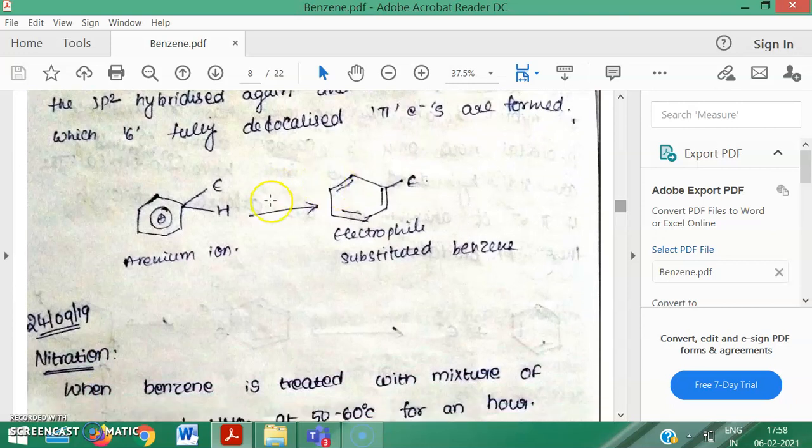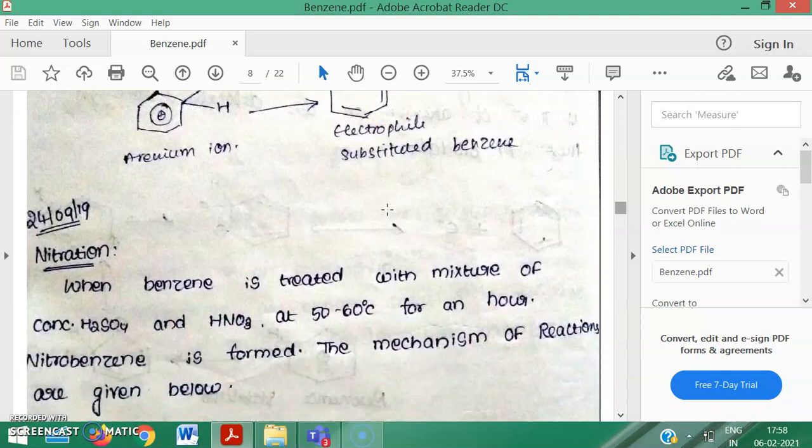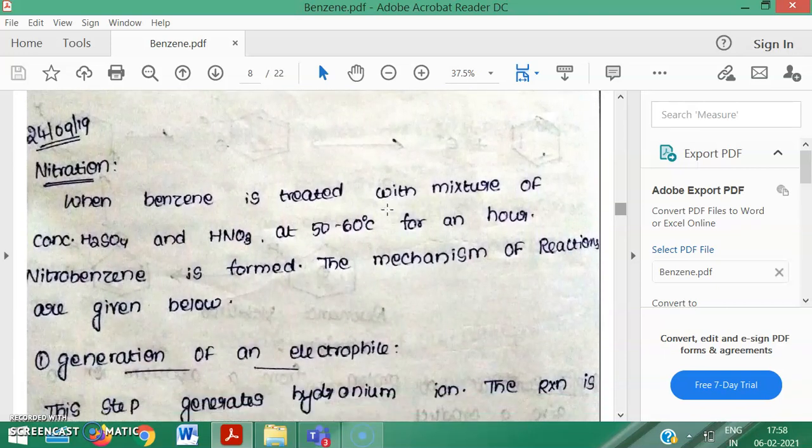So like this, the hydrogen can be removed and that electron is given to the benzene ring, and again stabilized electrophilic substituted benzene compound formation takes place. So these are the reactions, simply how the electrophilic substitution reaction takes place.